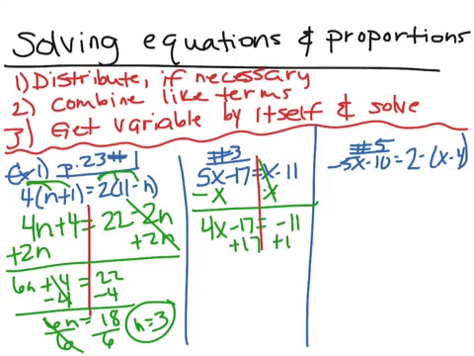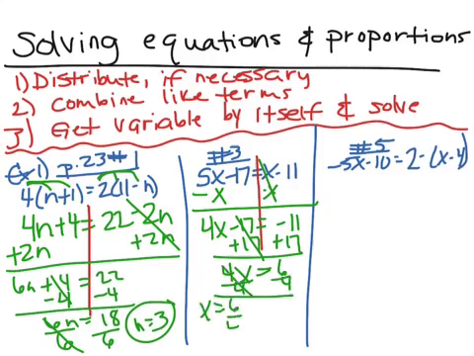So now I'm going to add 17 to both sides. So I get 4x equals 6. Divide both sides by 4. And I get x equals 6 over 4. This is not a simplified fraction. 6 and 4 are both divisible by 2. So x equals 3/2.